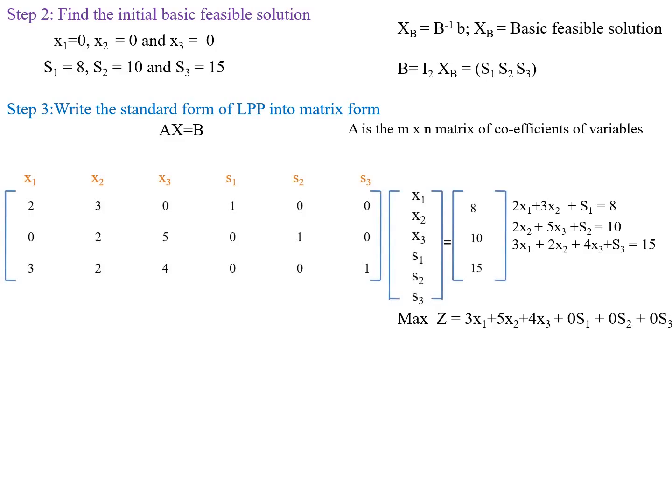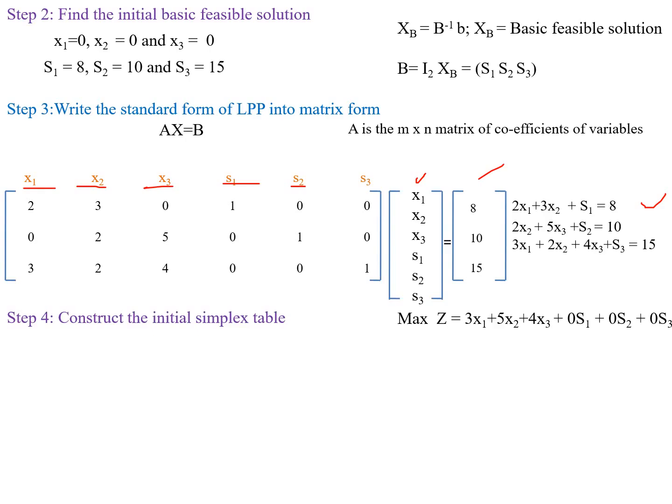First write all the variables x1, x2, x3, s1, s2 and s3. Then observe the coefficients of x1, x2, x3, s1, s2, s3 from the constraint equations. Then matrix A becomes 2, 3, 0, 1, 0, 0; 0, 2, 5, 0, 1, 0; 3, 2, 4, 0, 0, 1. Then X becomes x1, x2, x3, s1, s2, s3 and B becomes 8, 10, 15.